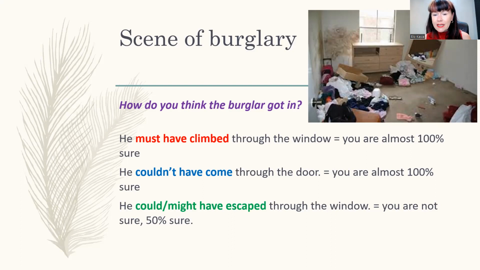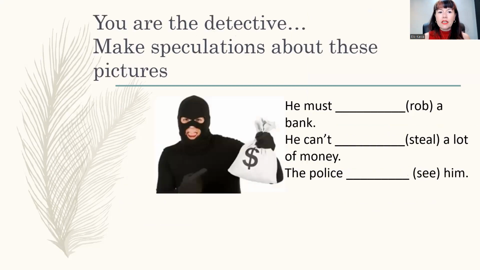You're not sure 100%, yes? If he came through the window, maybe he escaped through the window, but you're not sure what happened. Okay, he could still be there, right? So this is what I mean when I talk about making deductions about the past. Obviously the burglary happened some time ago, and you walk into the room and that's what you see. So you make deductions about the past. Hope this is clear. Now, have a look. You are the detective now and make speculations about these pictures.